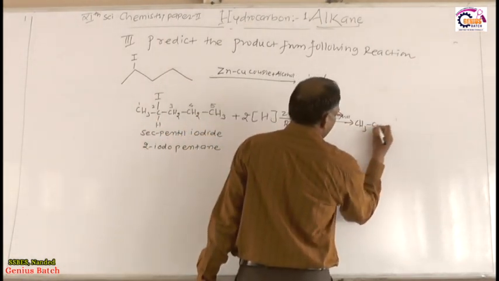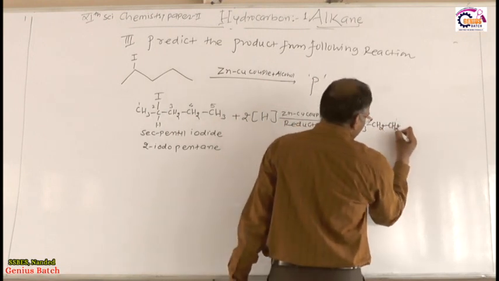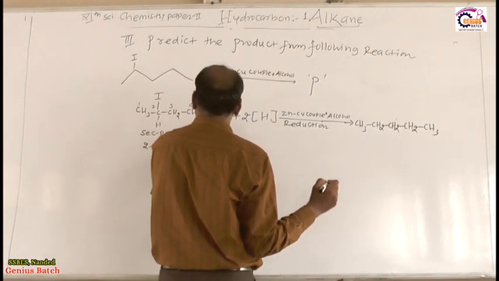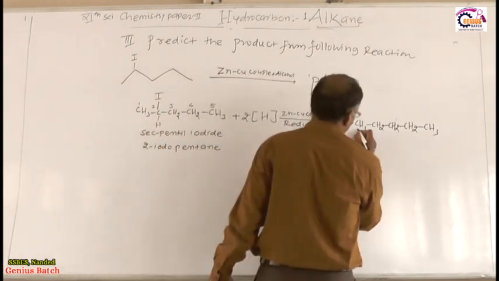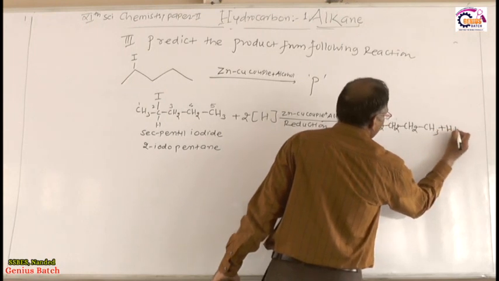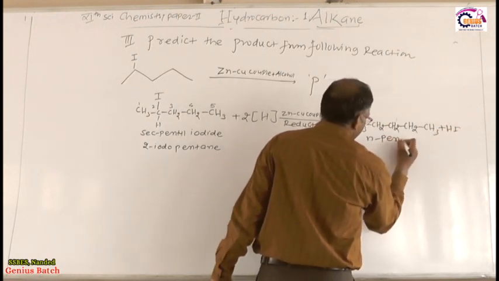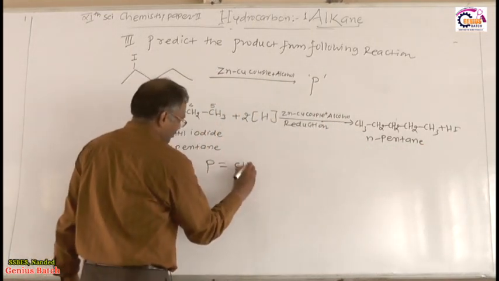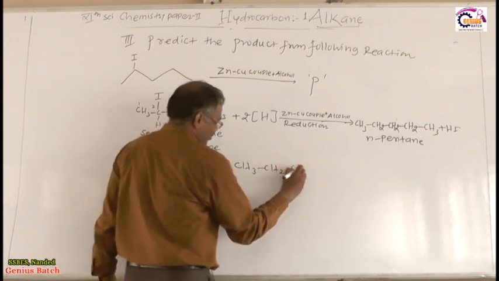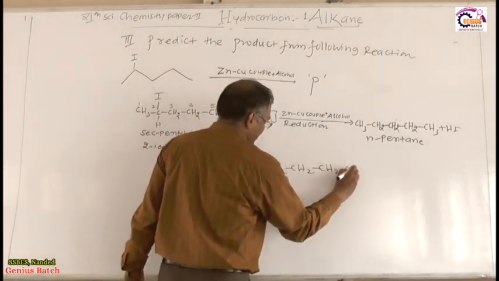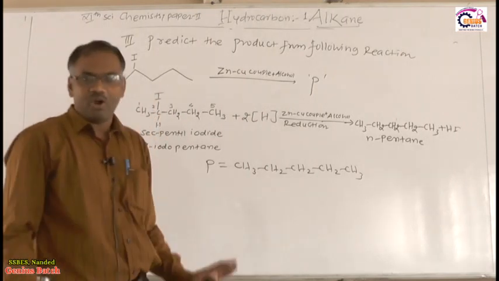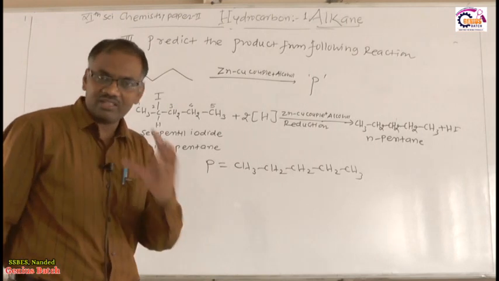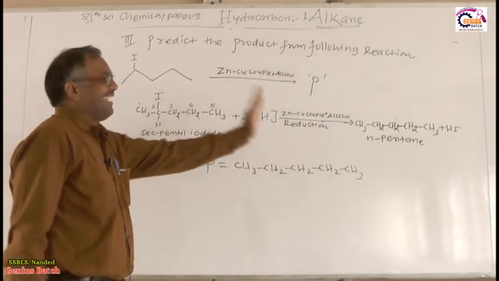So what will you get? You will get CH3, CH2, CH2, CH2, CH3, with one hydrogen added, 1, 2, 3, 4, 5, plus HI. This is n-pentane. So P is equal to CH3, CH2, CH2, CH2, CH3. Okay, so this is the product. A question may be asked like this. Have you understood? So this is the second method.